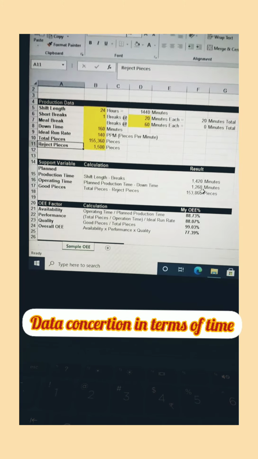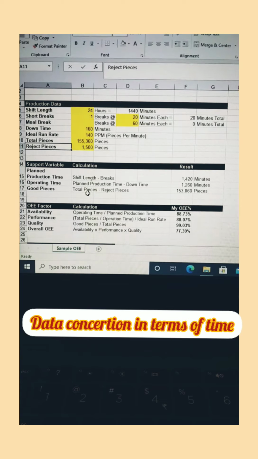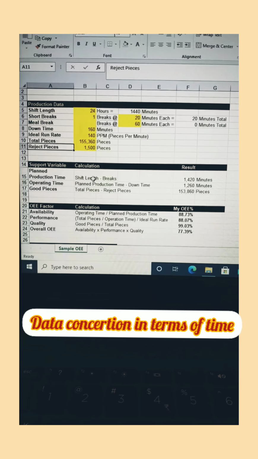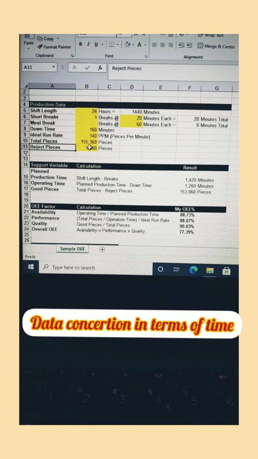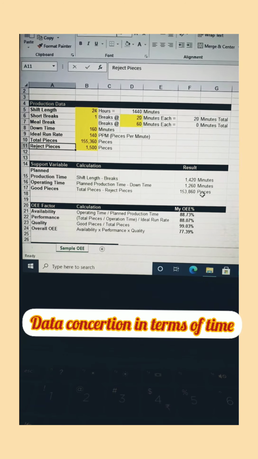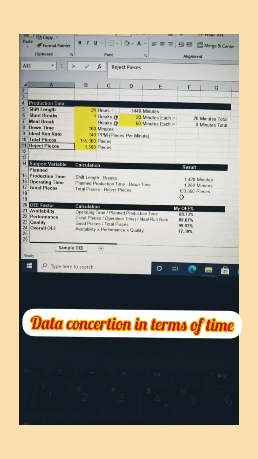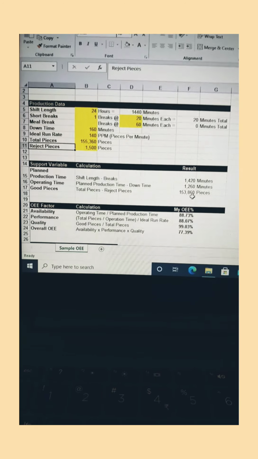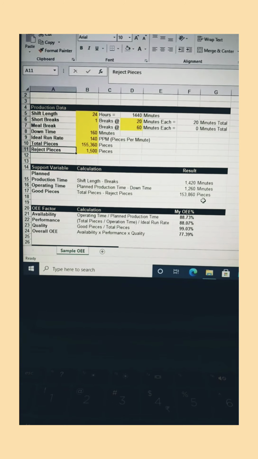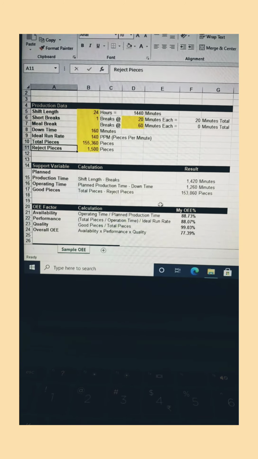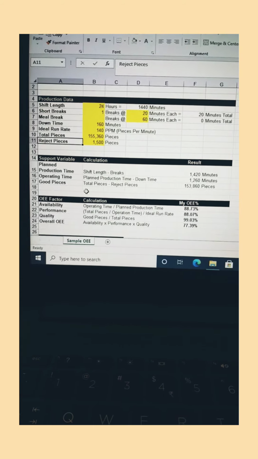So what is the good pieces? Good pieces are the total pieces I produced, minus the rejected pieces. So the total good production is 153,860 pieces. So let us move to the OEE formulation.